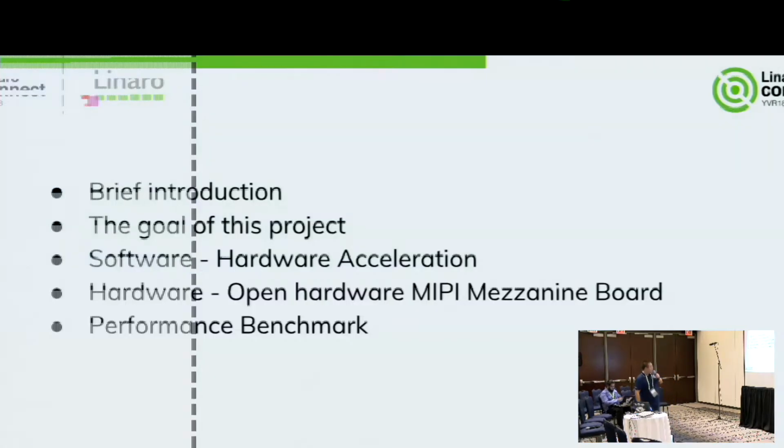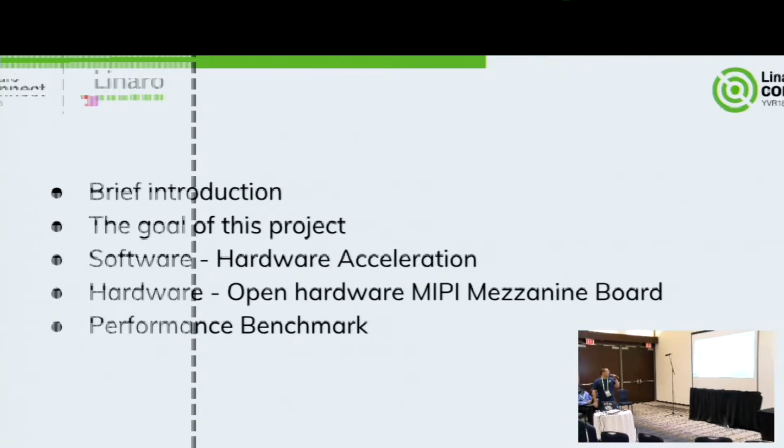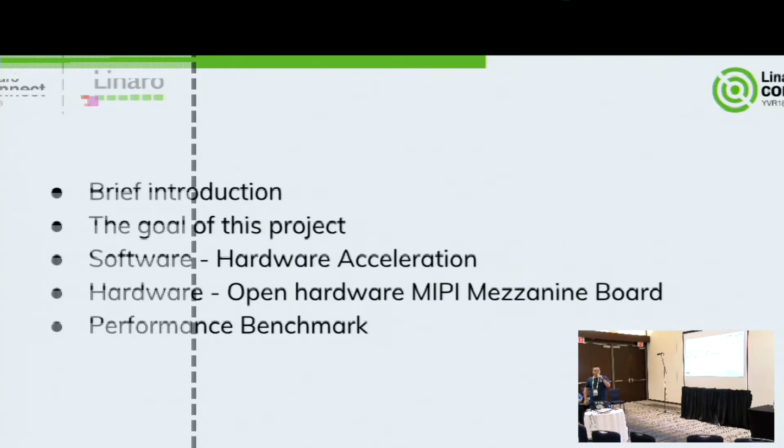So here's the agenda today. First, I'll give a brief introduction and the goal of this project. And I would like to share something about what we have done and what we are going to do. And the last one, the performance benchmark.